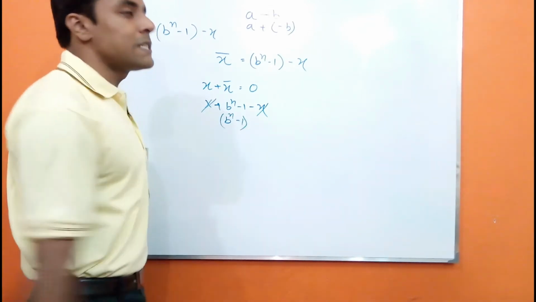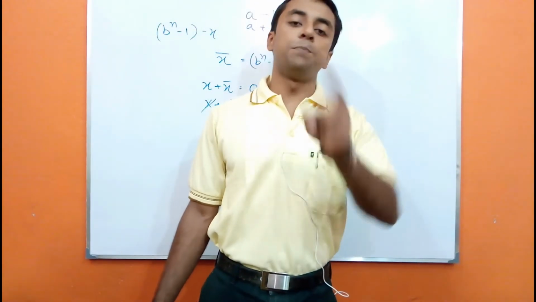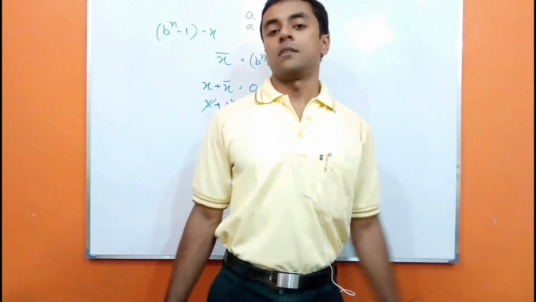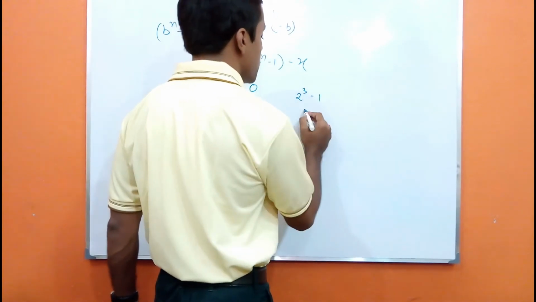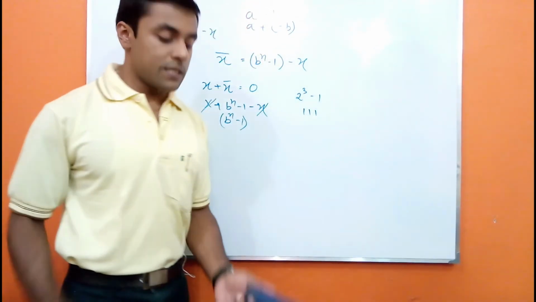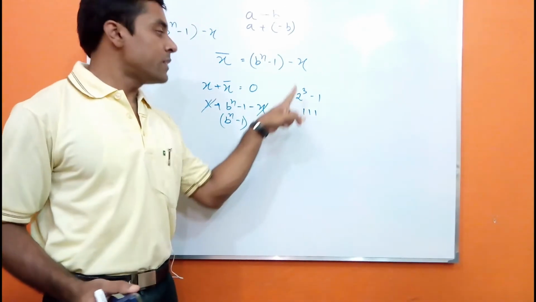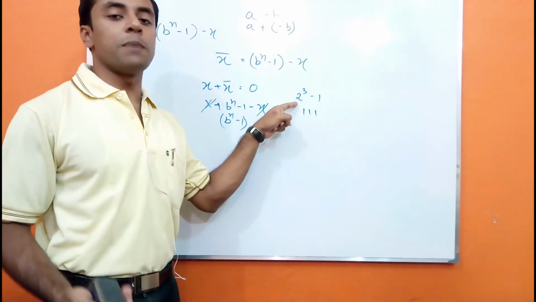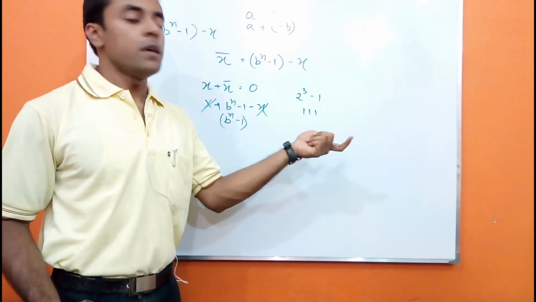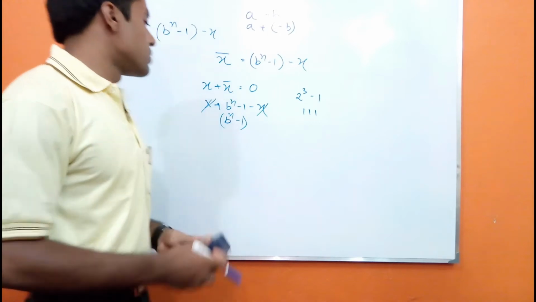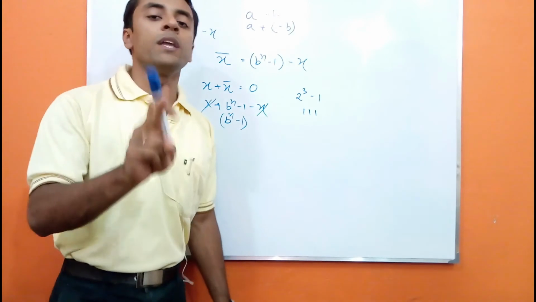So this is nothing but the largest possible number in the base b with n digits, right? For example, if you have 2 to the power 3 minus 1, this is nothing but 3 ones. So this is the largest number in the base 2 with 3 digits. Here, what is the largest digit in base 2? 1. So if you repeat ones 3 times, then you will get the largest number, right? So this term is nothing but the largest number in base b with n digits.